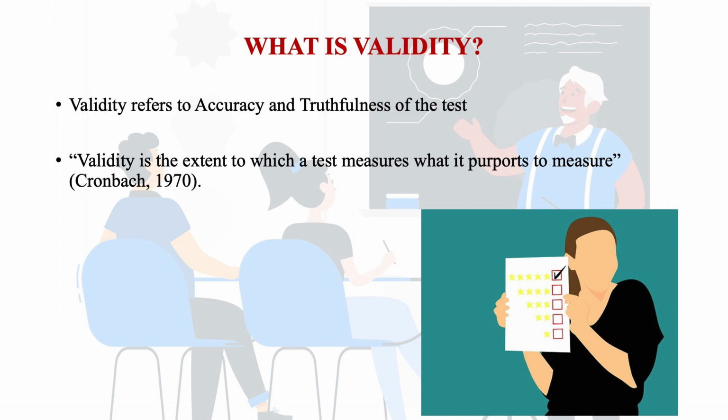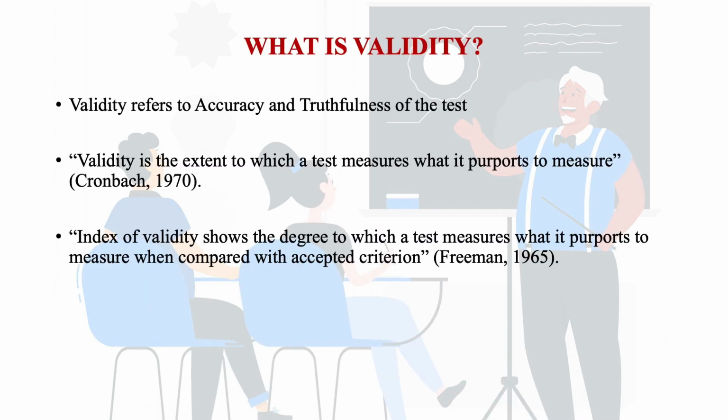And if I discuss two definitions, that is as per Cronbach 1970, and then as per Freeman 1965, you will understand better the concept of validity. As per Cronbach 1970, validity is the extent to which a test measures what it purports to measure. That means there is a certain objective, a certain purpose. If your test is measuring or fulfilling the very purpose for which you have developed the tool, then you can say that it is a valid tool.